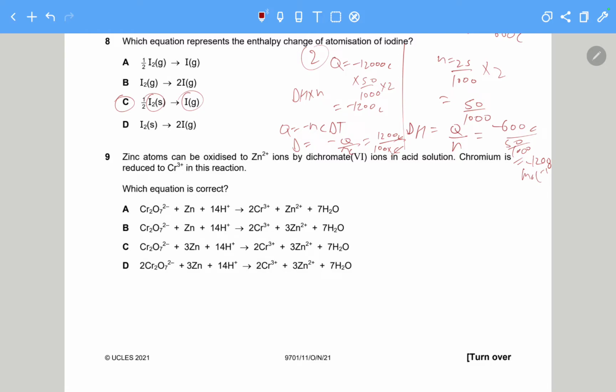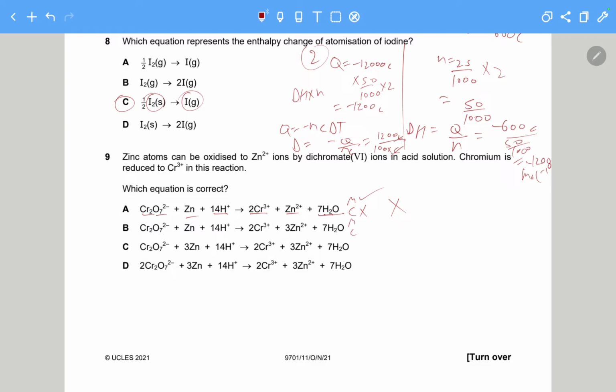So let's first look at moles for A. 2 chromiums balanced, 1 zinc balanced, 14 hydrogens balanced, 7 oxygens balanced. So moles are balanced, so we'll put a tick in front of it. But now let's look at charge. So we have −2 plus 14, which is +12 on the left side. And we have +6 plus 2, which is 8 on the right side. So the charges are not balanced, and therefore this cannot be the answer.